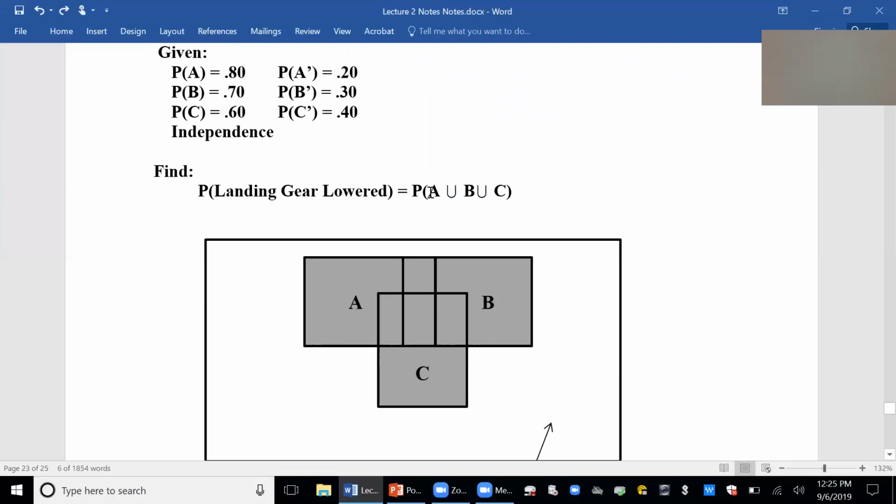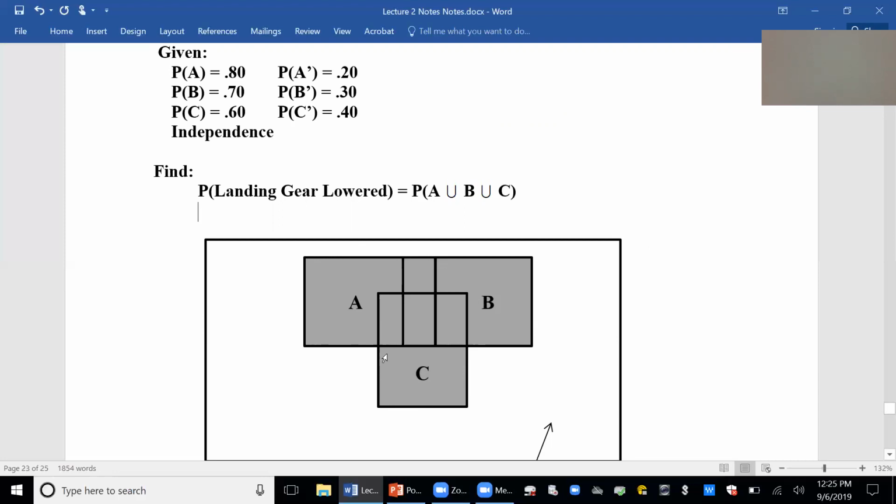It'll be lowered if the first system works, or the second system works, or the third system works. If any of those occur, I'm in good shape. So what is this? So here's the A area right there. Here's the B area right there. Here's the C area right there. And as long as I'm anywhere in that darkened region, the landing gear will be lowered successfully.